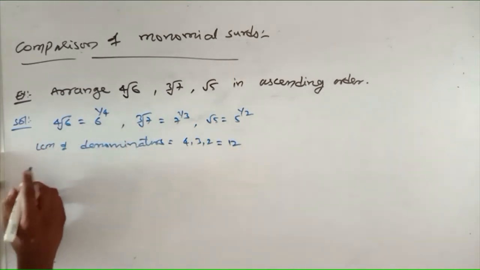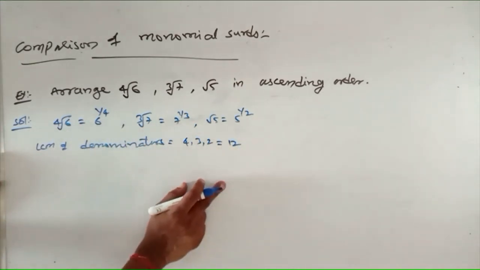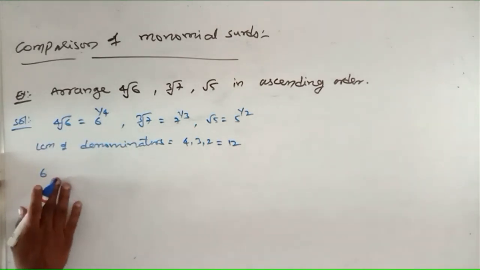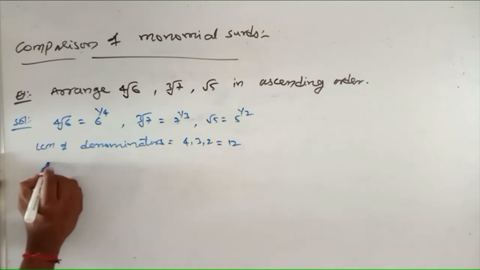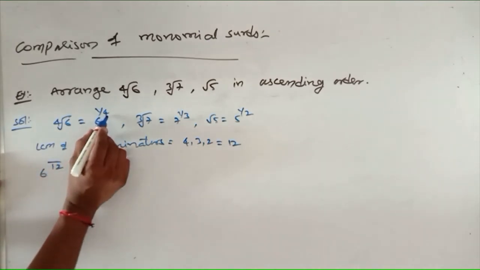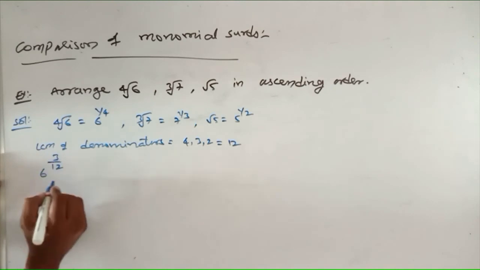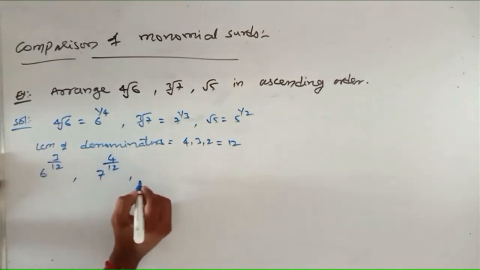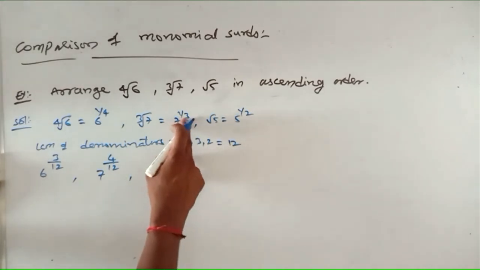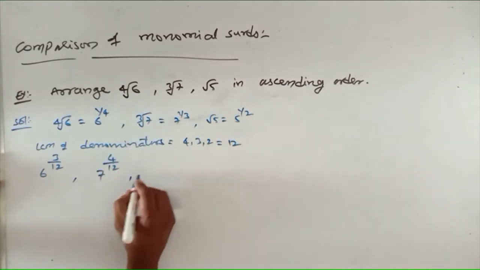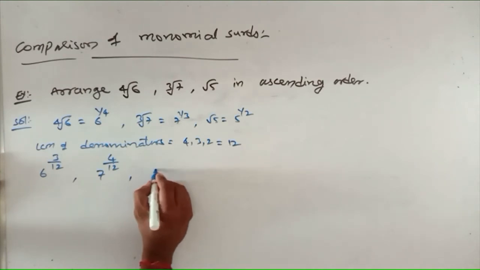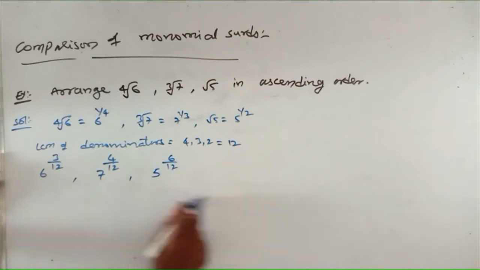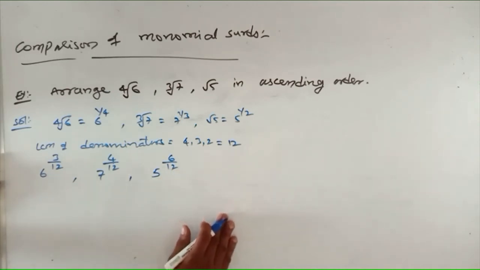So now express each term with denominator 12. So that is 6 to the power of, I have to get 12; 12 by 4 is 3, so 3 should be there. In the same way, 12 by 3 is 4, 4 into 1 is 4. In the same way 5 to the power of, 12 by 2 is 6, 6 into 1 is 6, 6 by 12. So I got all the denominators the same.